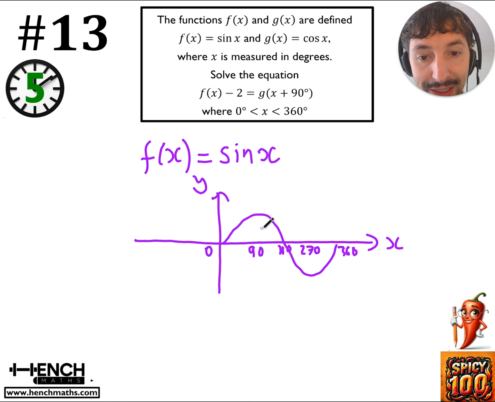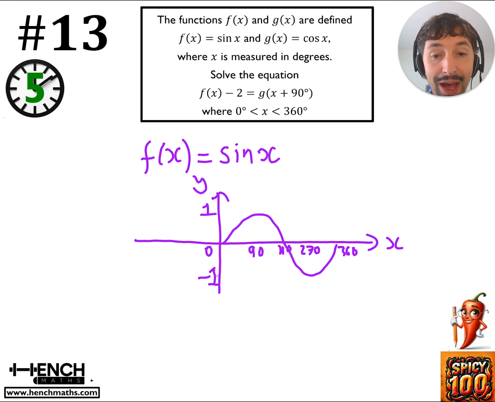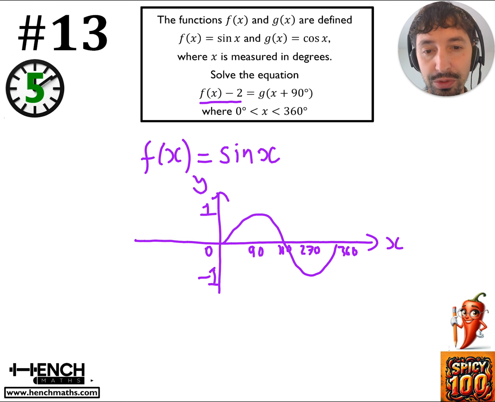Now sin has its maximum at 90 degrees, at 1, and at 270 it gets down to -1. So we'd call the range of the function between 1 and -1. That is what sin x looks like. I recommend drawing that, and then when you start to consider a graph transformation for f(x) - 2, that will help you to see what that will look like.